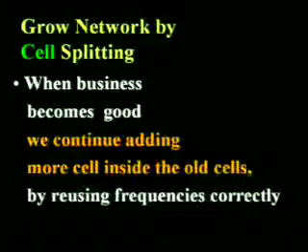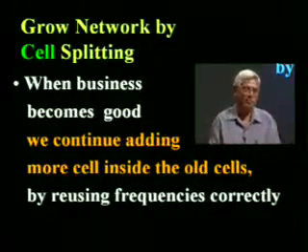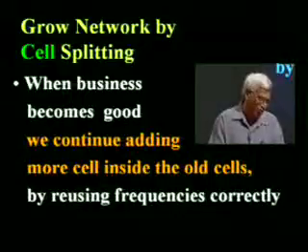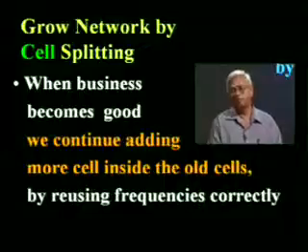Grow the network by cell splitting. If your subscribers are continuously increasing in the cell, then you have to find some solution. Either reduce the size of the cell or increase the number of cells. If you want more cells in the same area to accommodate more subscribers, then split the cells. When business becomes good, we continue adding more cells inside the whole cells by reusing frequencies correctly. So, from bigger cells we will split into smaller cells to accommodate the higher density of subscribers.